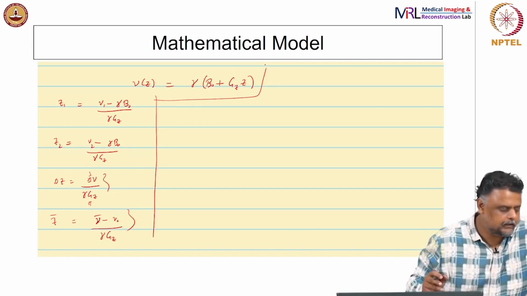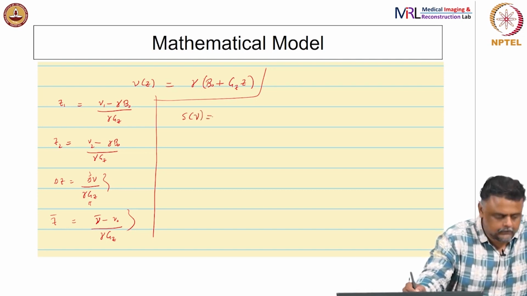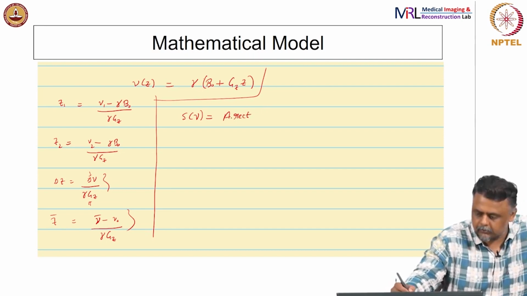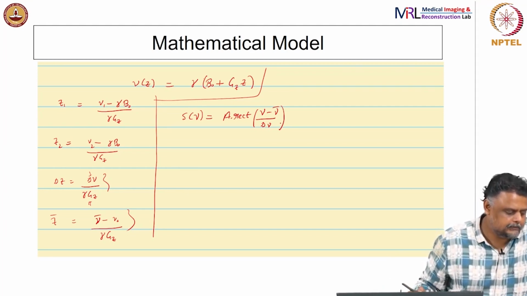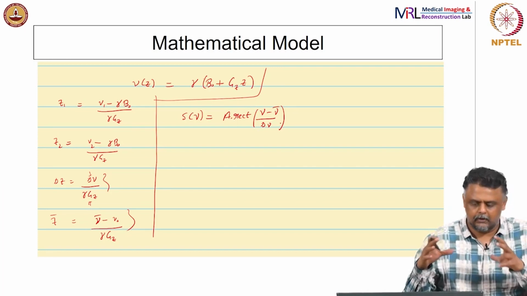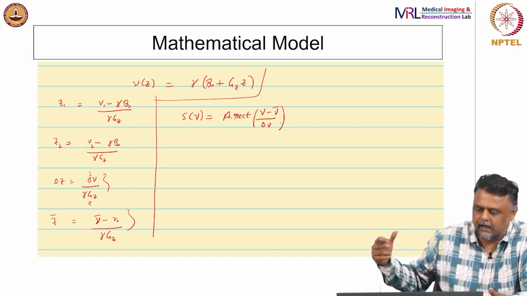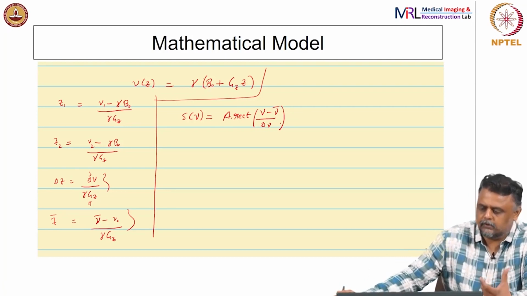Based on this derivation we can say we desire a frequency signal whose frequency content is given by some amplitude times a rect function of nu minus nu bar by delta nu. Which means we just need a rectangular pulse along the frequency axis, corresponding to that particular frequency nu bar, of a certain width delta nu.